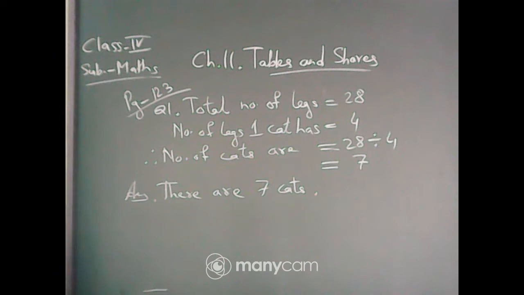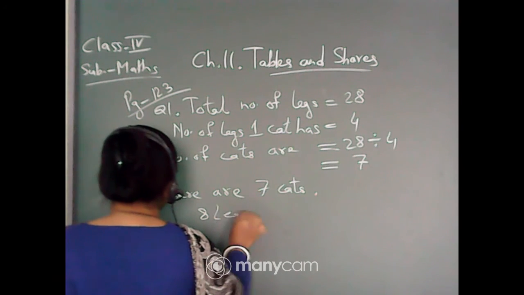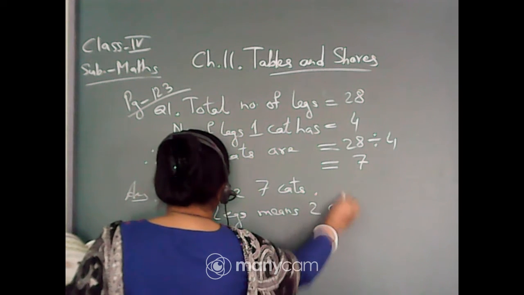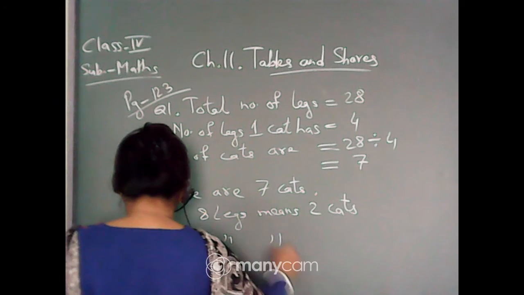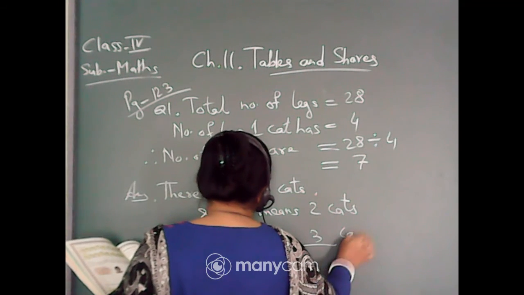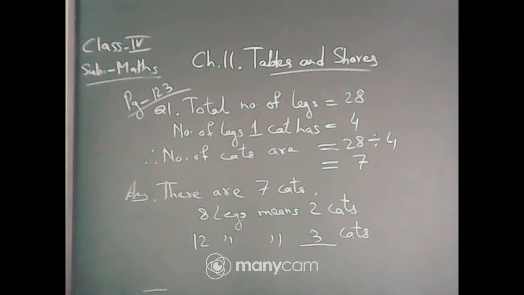So, in the blank it is given, you will write 8 legs means 2 cats. So, 12 legs means how many? 3 cats, because 3 fours are 12. So 12 legs means 3 cats.